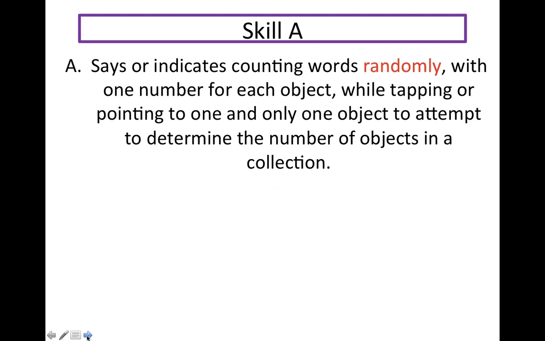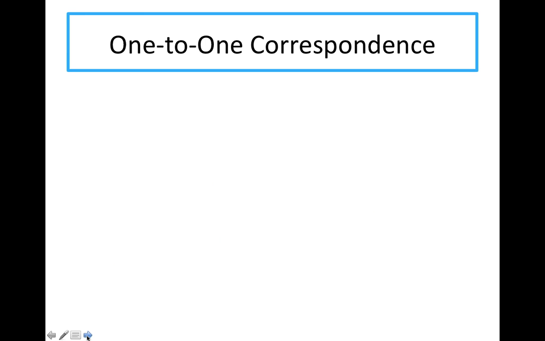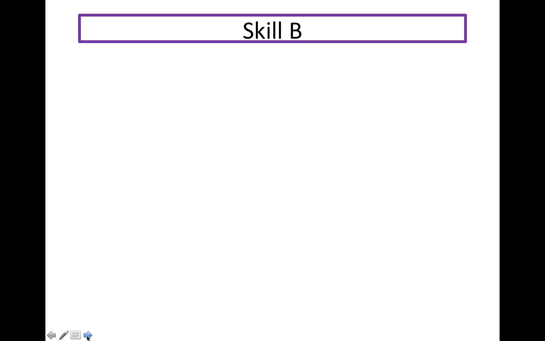So in skill A, they say or indicate counting words randomly with one number for each object while tapping or pointing to one and only one object to attempt to determine the number of objects in a collection. And the performance descriptor is to provide an example of what this skill may look like. And in this example, Liam is counting his 3 crayons before he begins his art project. He touches each crayon as he says the number words out loud.